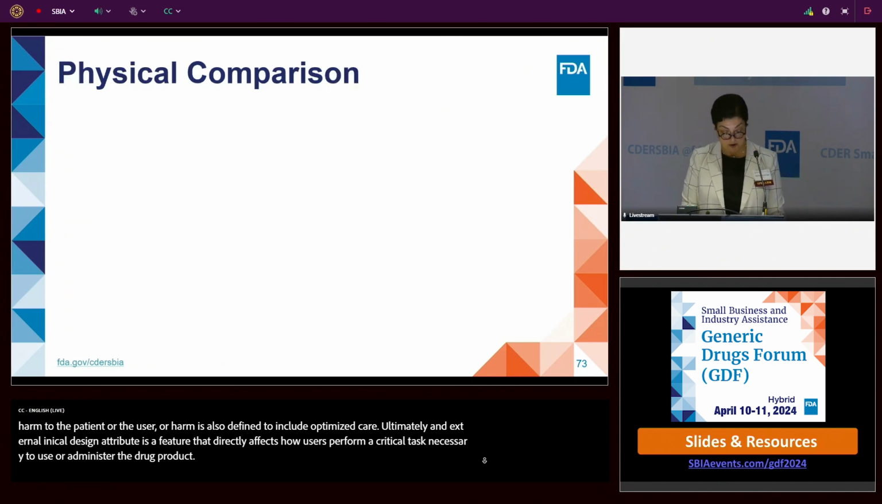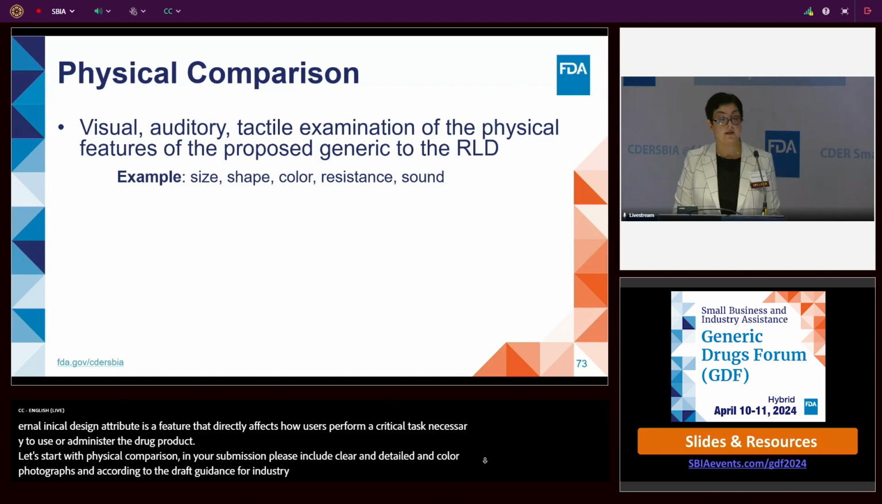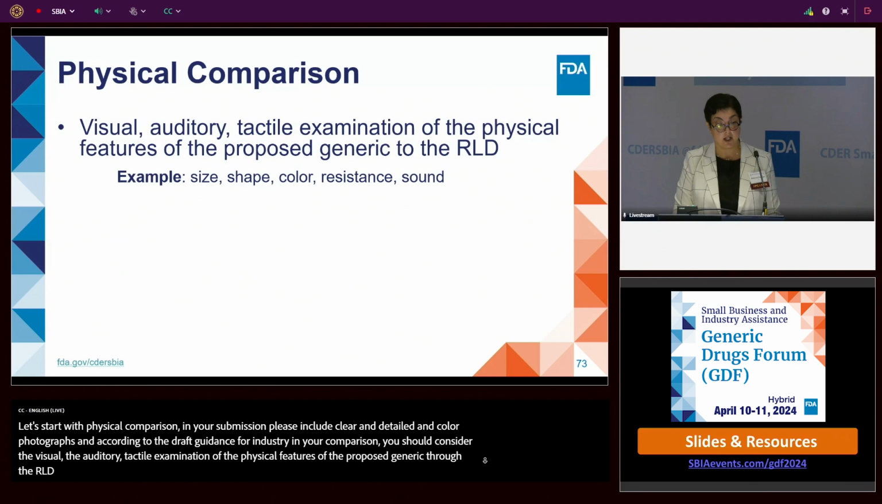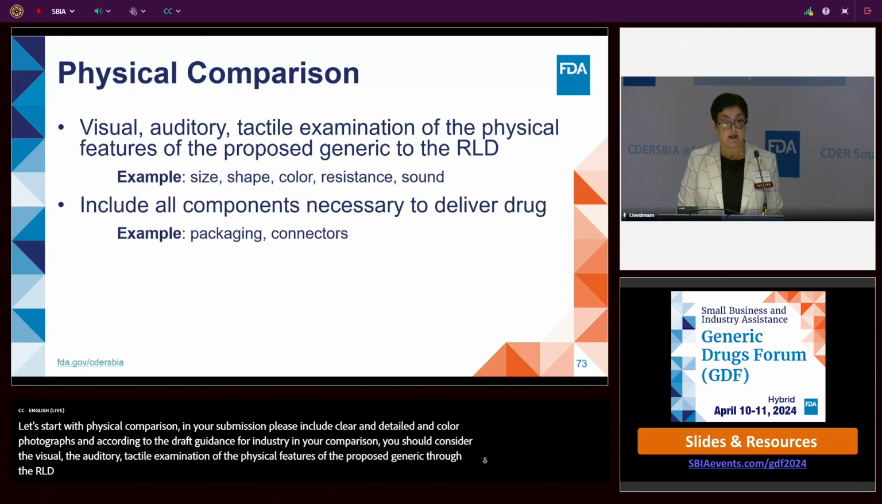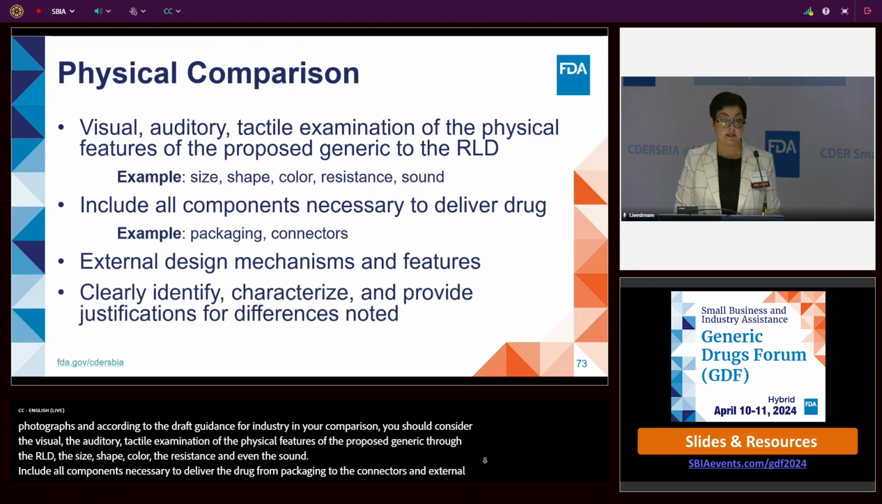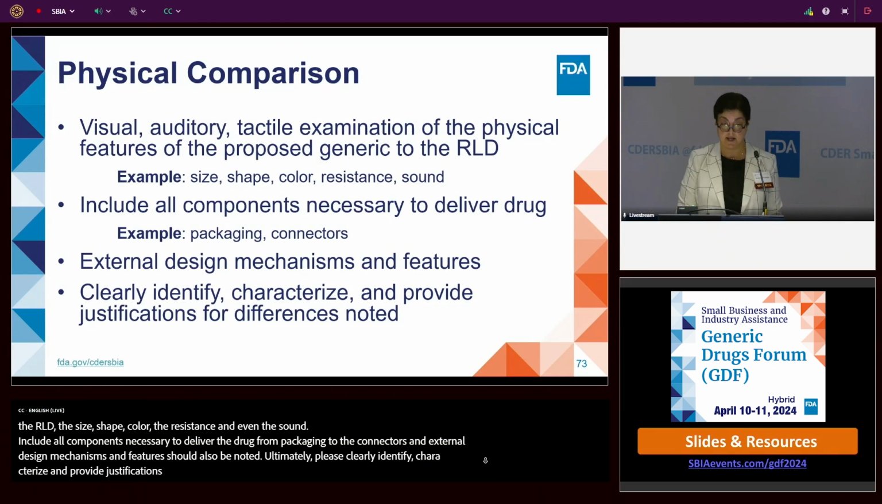Let's just start with the physical comparison. In your submission, please include clear, detailed, and color photographs. According to the draft guidance for industry, in your comparison, you should consider the visual, the auditory, and the tactile examination of the physical features of the proposed generic to the RLD, such as the size, the shape, the color, the resistance, and even the sound. Include all components necessary to deliver the drug, from packaging to the connectors, and external design mechanisms and features should also be noted. Ultimately, please clearly identify, characterize, and provide justifications for the differences noted.